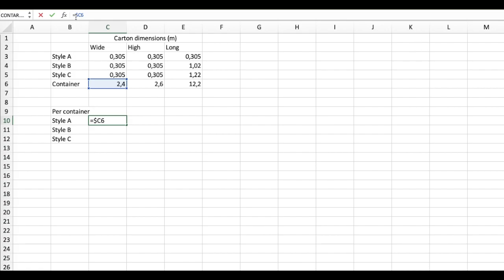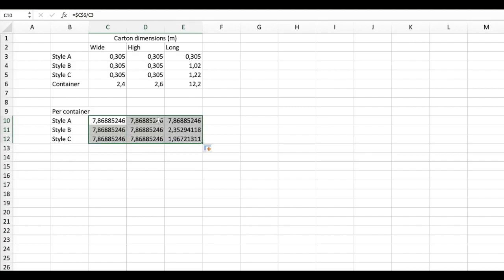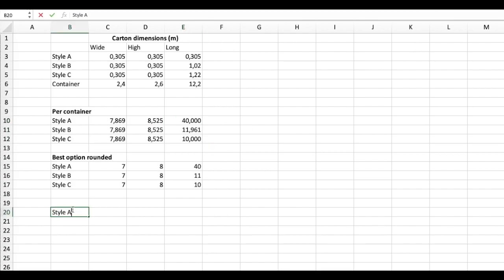Is this fine? No. We can't have decimal amount of boxes. So what will we do? We will round down. Don't forget to round down, otherwise you would end up with parts of the boxes outside the container. Now, we need to calculate exactly how many boxes fit inside one container. For that, we just multiply the three dimensions and we get the total number of boxes.